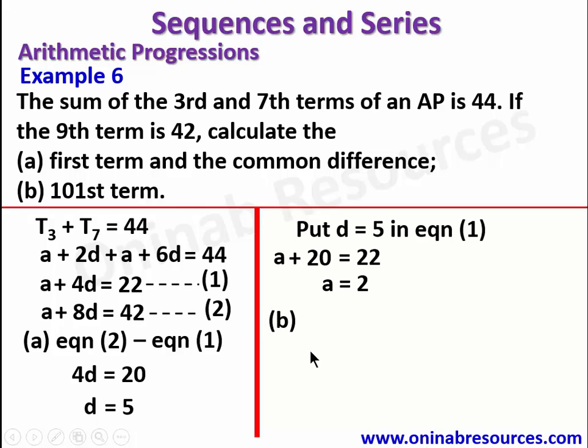So we go to B. We are to find the 101st term, that is T101, which is going to be A, which is 2, plus 100 times 5. Remember, we said the formula for the 101st term is A plus 100D. This is our A, which is 2, plus 100 times D, which is 5. Simplifying, 100 times 5 is 500, plus 2 gives 502, which is the 101st term of the arithmetic progression.